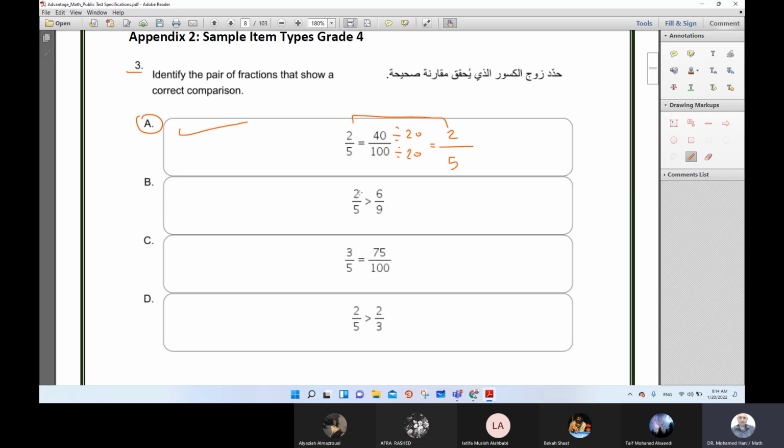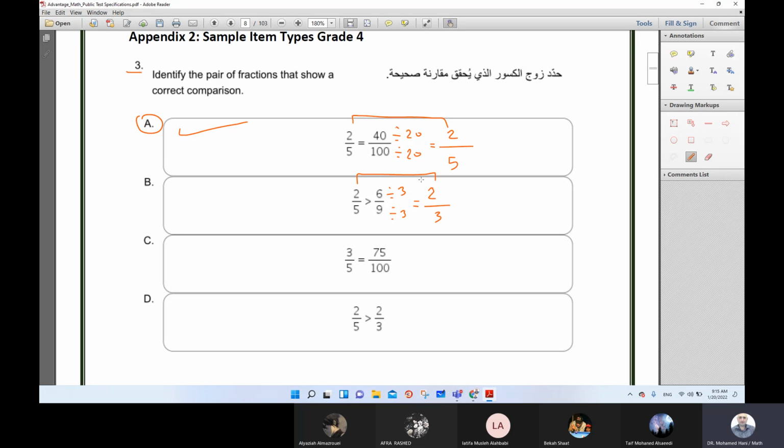Here, is 2 over 5 greater than 6 over 9? We can divide here by 3, and we can divide here by 3 to know the simplest form of this fraction. So 6 divided by 3 will be 2, and 9 divided by 3 will be 3. Is 2 over 5 greater than 2 over 3?